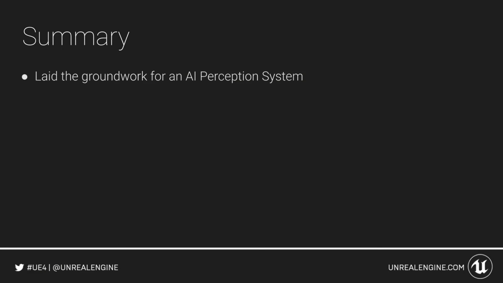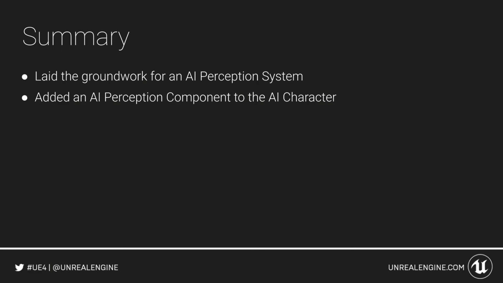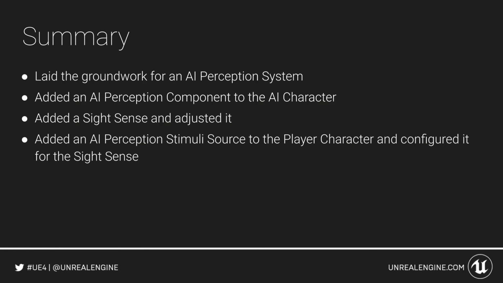We have laid the groundwork for our AI perception system. We added an AI perception component to the AI character, which holds all of our sense information. We then added a sight sense and adjusted it to suit our needs. We then went on to add an AI perception stimuli source to our player character and configured it to register as a source for our newly created sight sense.